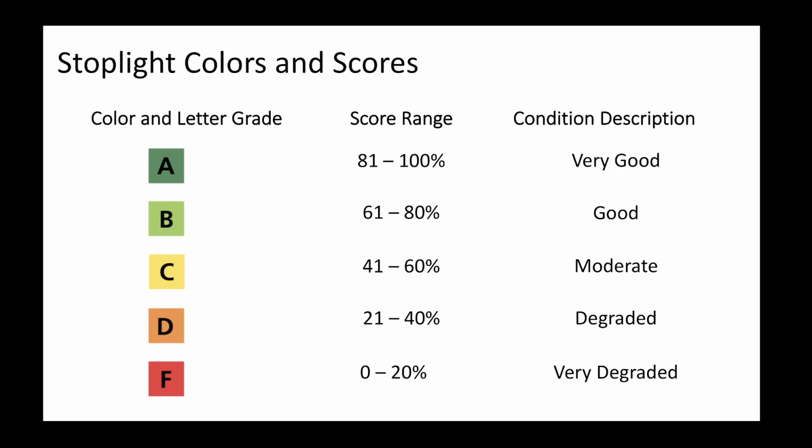Light green corresponds to a score range of 61 to 80%, or a letter grade of B, which is considered good condition. Yellow corresponds to a score range of 41 to 60%, or a letter grade of C, which is considered moderate condition. Orange corresponds to a score range of 21 to 40%, or a letter grade of D, and degraded condition. And red corresponds to a score range of 0 to 20%, or a letter grade of F, failing to meet reference conditions and considered to be very degraded. The overall condition of the four categories and their measured indicators are placed on a wheel, which you will see on the next slide.